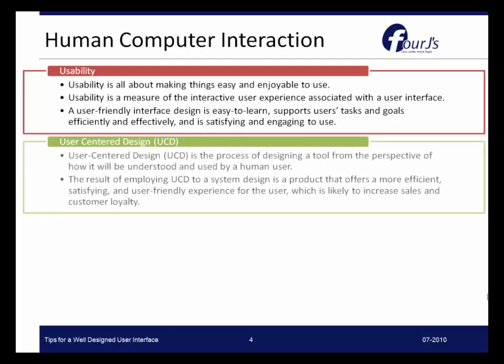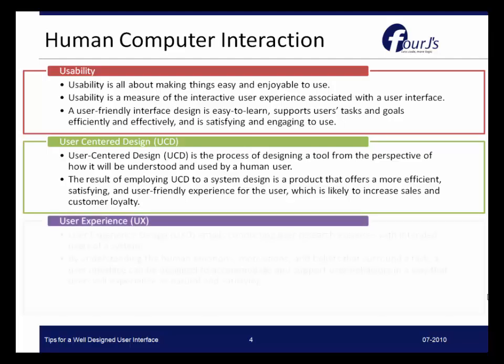The second branch that applies is called user-centered design, or UCD. It's the process of designing a tool from the perspective of how it will be understood and used by a human user. The result of employing UCD in a system design is a product that offers a more efficient, satisfying, and user-friendly experience for the user, which is likely to increase sales and customer loyalty.